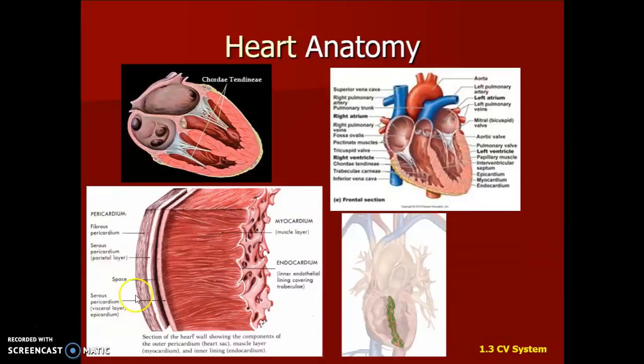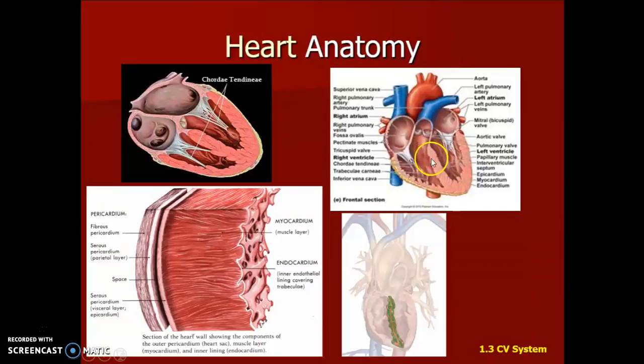When looking inside the heart, we see these chordae tendineae, which are thread-like bands of fibrous tissue which attach to one end of the tricuspid and bicuspid valve, and also they're attached to the papillary muscles. And basically these act as anchors for the valves in order to open and close them.